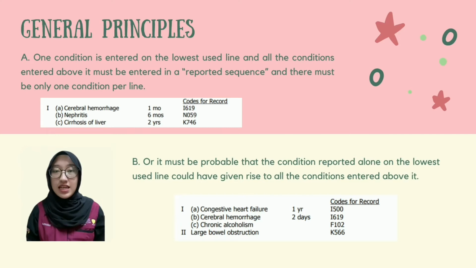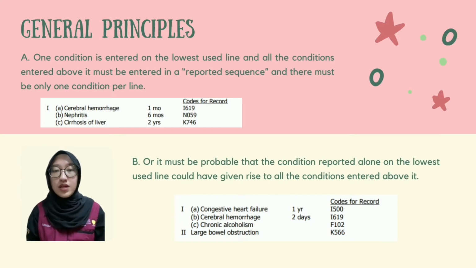From the example, select cirrhosis of liver. This is a reported sequence. Each condition on the successive line in part 1 is an acceptable cause of the one entered on the line above it. The sequence is cerebral hemorrhage due to nephritis due to cirrhosis of liver.